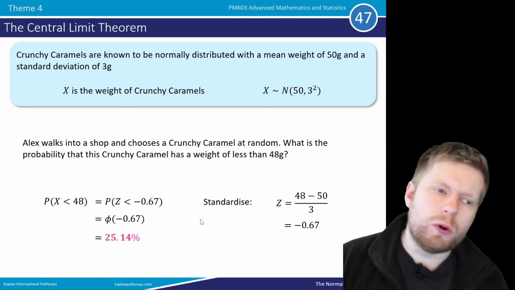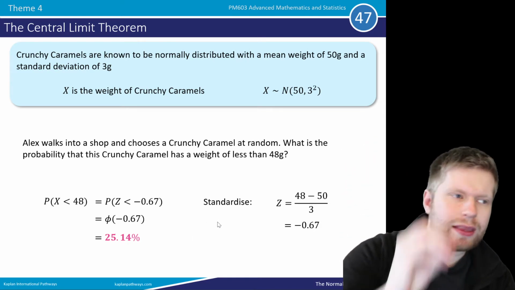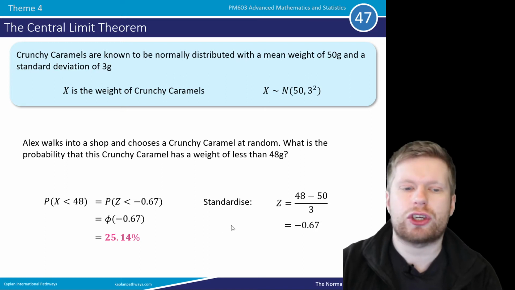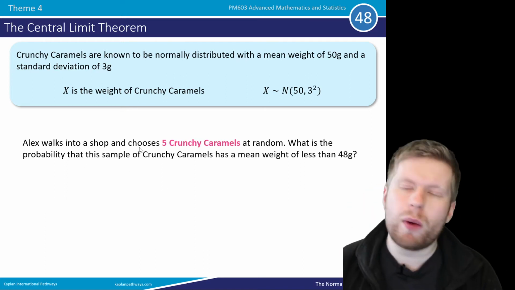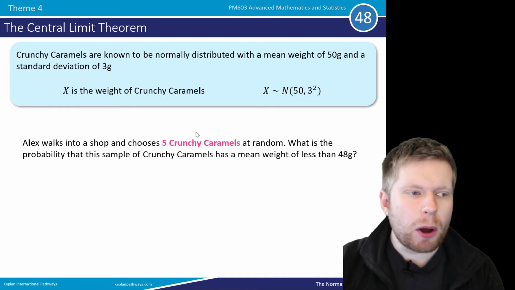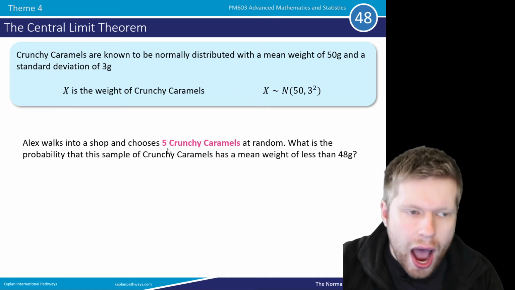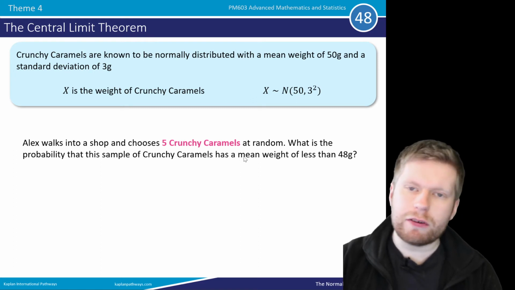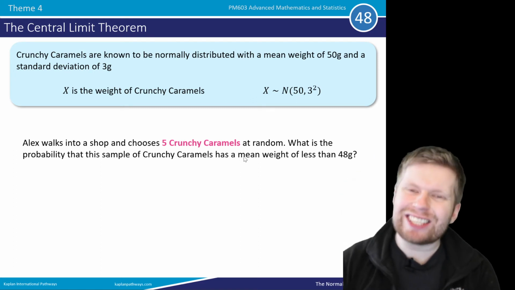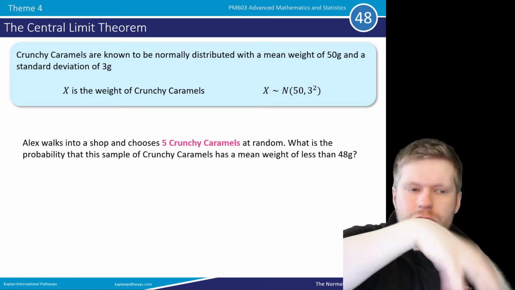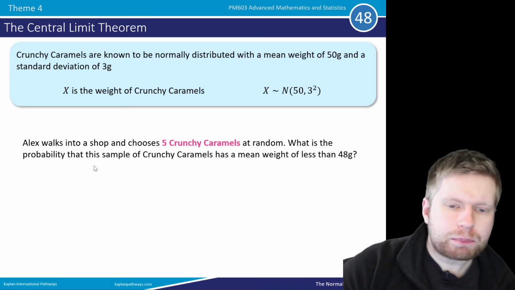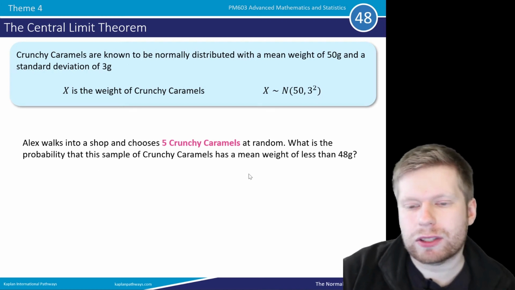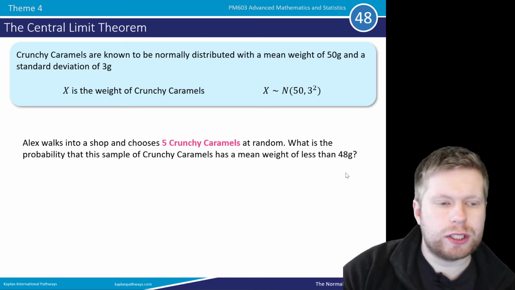But now let's suppose that I change the question. And now let's bring in the central limit theorem. Now let's suppose that instead of walking into the shop and choosing one crunchy caramel, which I was doing in the last question, let's suppose instead I choose 5 crunchy caramels at random. So instead of just picking up one, being a little bit more peckish, I pick up 5 crunchy caramels. I use some random sampling method to select them. What is the probability that this sample of crunchy caramels has a mean weight of less than 48 grams?